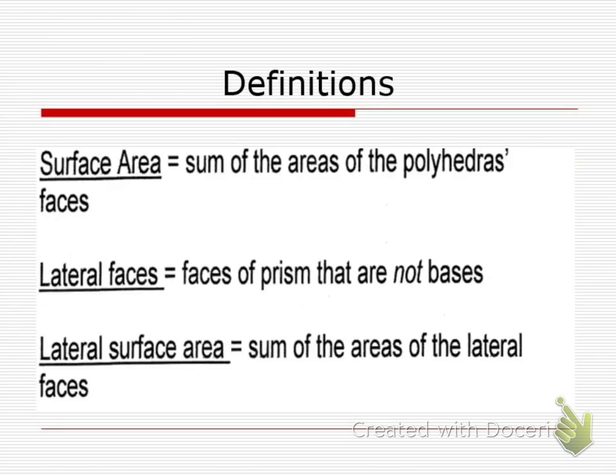On to our definitions. We've got 3 main definitions for today. Surface area is the sum of the areas of the polyhedra's faces. So remember, if we have a polyhedron, all the faces of it are polygons. So if we take the area of all those polygons and add them up, that would be the sum. That's our surface area.